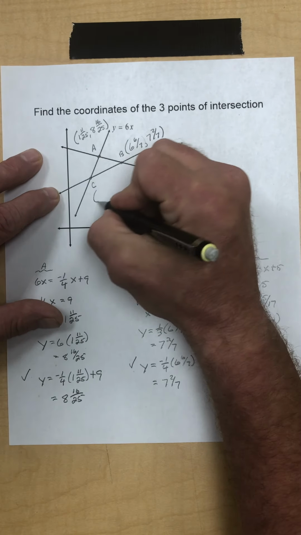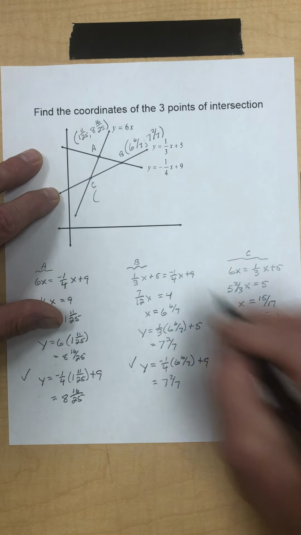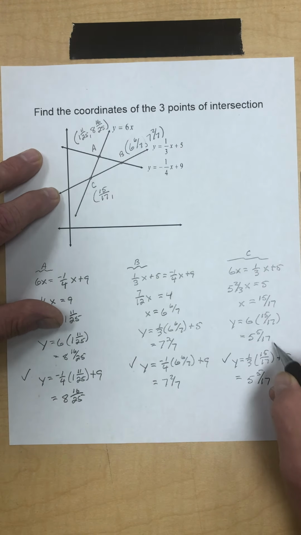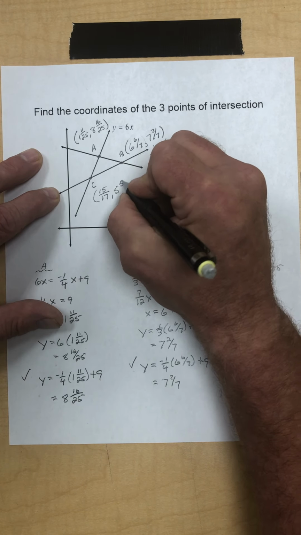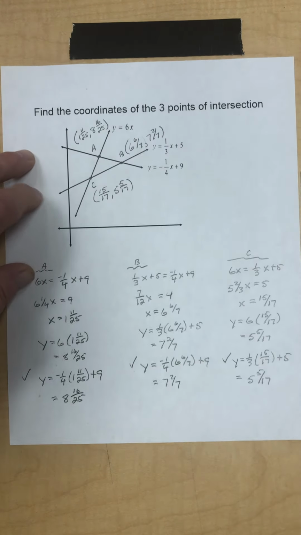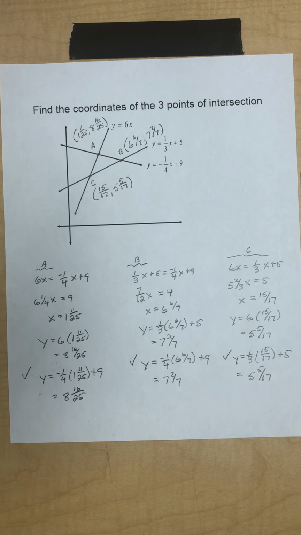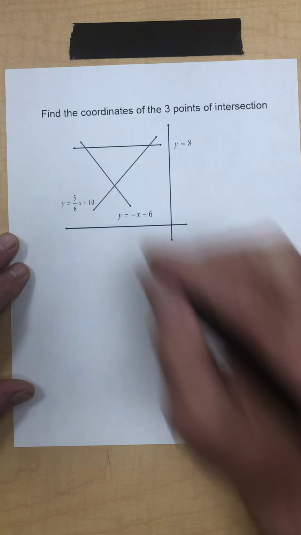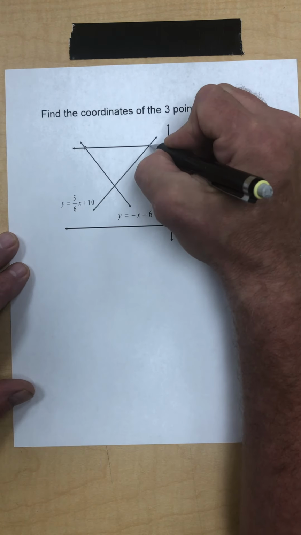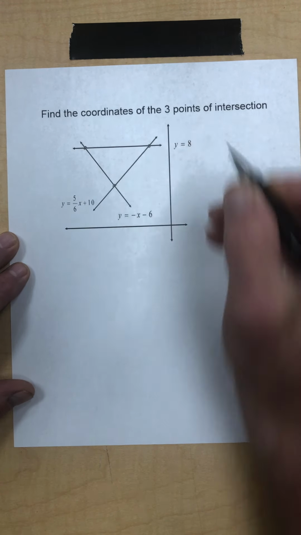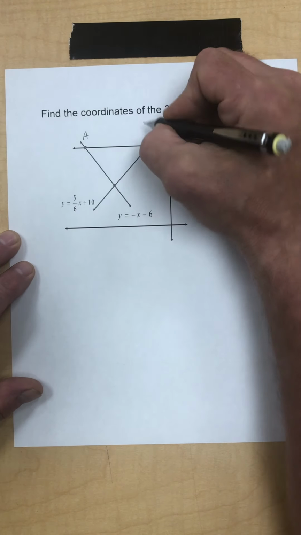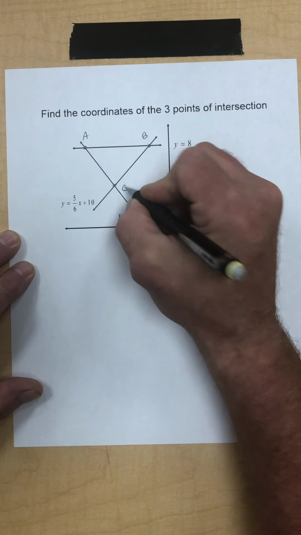So my final point of intersection is 15/17, 5 5/17. All right, and I've got my 3 points of intersection. We're going to try another one, see how everything works out. I've got this point here, that point there, and that point there. You don't have to name them again, but I'm going to call that A, this one B, and that one C.